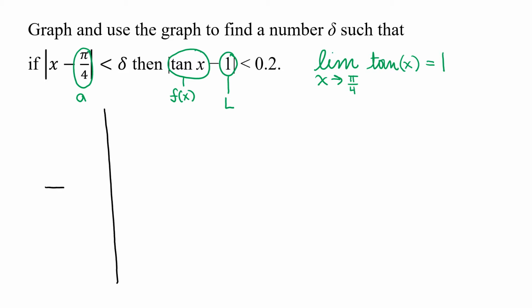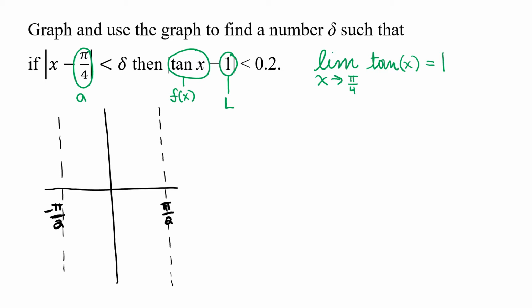So if you don't know how to graph tangent x, you probably want to make sure that you review that. So tangent x has, at least for this one piece of it that we're interested in, asymptotes at pi over 2 and at negative pi over 2. And that's just something you want to make sure you know.